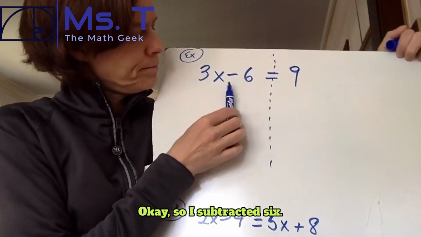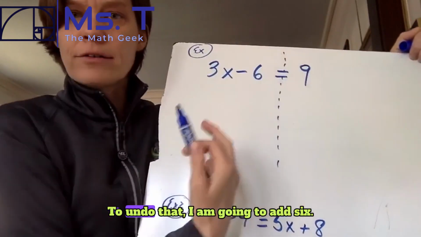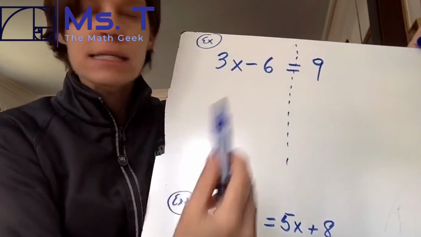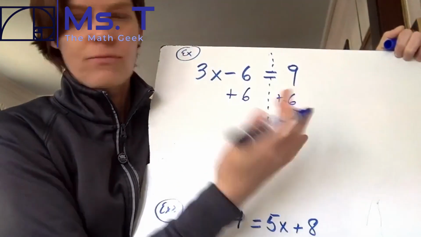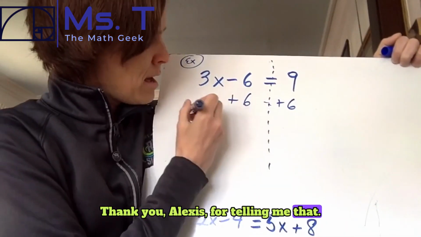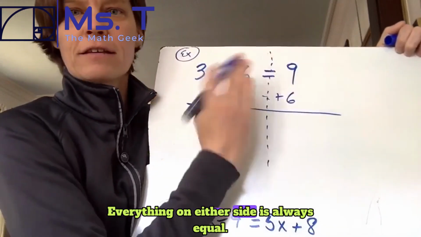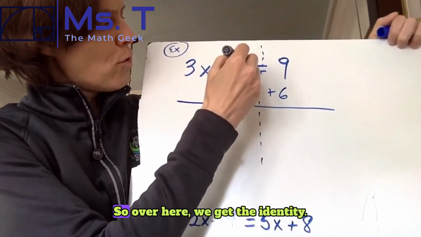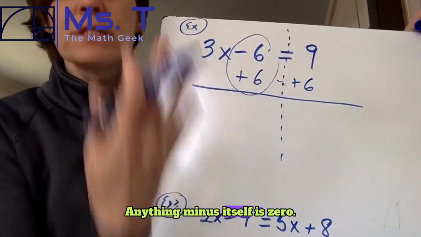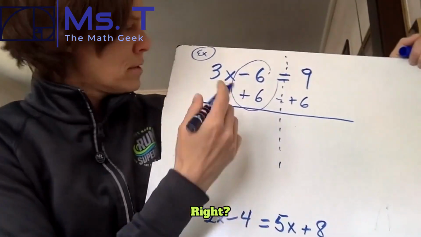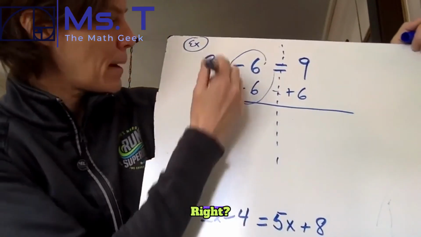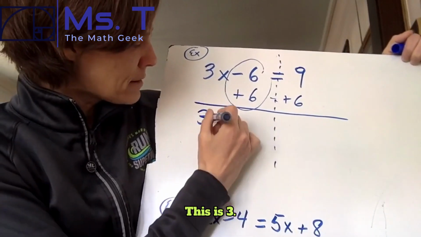Okay, so I subtracted 6. To undo that, I am going to add 6. 6 equals 6. That's the whole thing. This dashed line that we're calling our balance line. Thank you, Alexis, for telling me that. Everything on either side is always equal. So over here, we get the identity. Anything minus itself is 0. It's a twist on that idea that I said, what number can you add, and you'll have the same number. So this comes down, this is 3 times x.